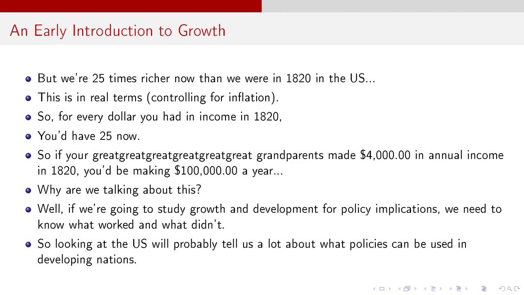If it was nominal, it'd be a totally bonkers, insane, high number. But we need to think about controlling for inflation, thus maintaining the purchasing power. So for every dollar you had in income in 1820, you would have $25 now. So your great, great, great, great, great grandparents made $4,000 in annual income in 1820. You would be making $100,000 now.